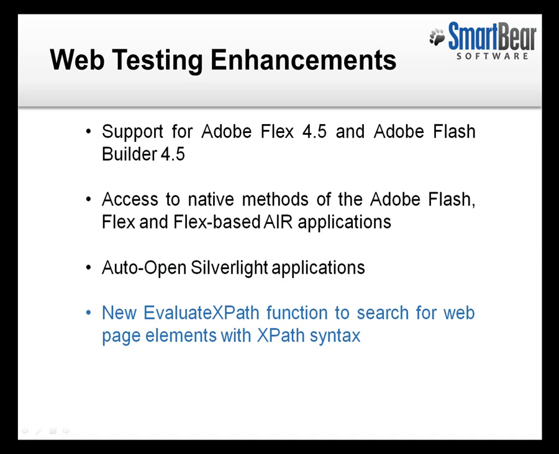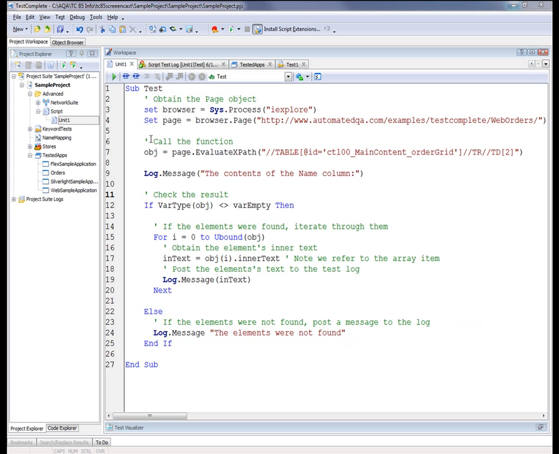TestComplete 8.5 also includes a new function that lets you search for web page elements using the XPath syntax. To demonstrate how you can use this, I've got some sample code. Okay, so here's my code, and this code is going to search for information inside a table within a tested web page. You can see right here we're getting a reference to our browser, then we get a reference to the web page that we're going to be working with, and then right here we're calling the new evaluate XPath method. And what that's going to do is call out to all of the elements that are in the second column of a particular table on the specified web page.